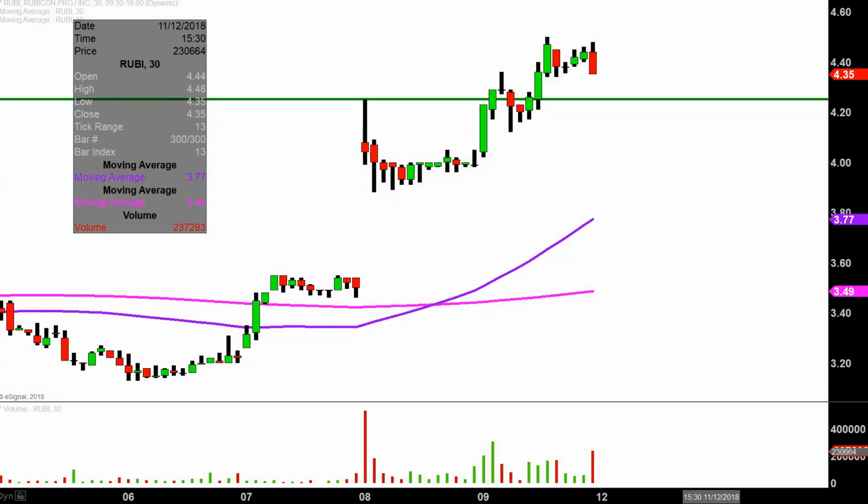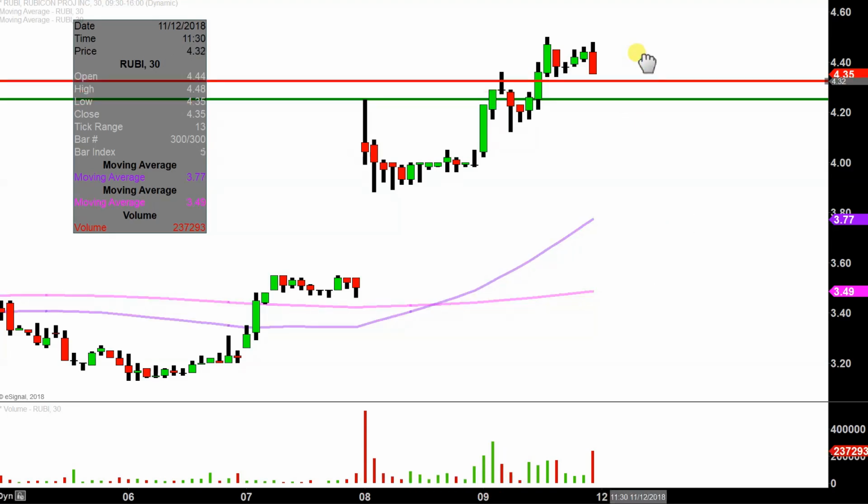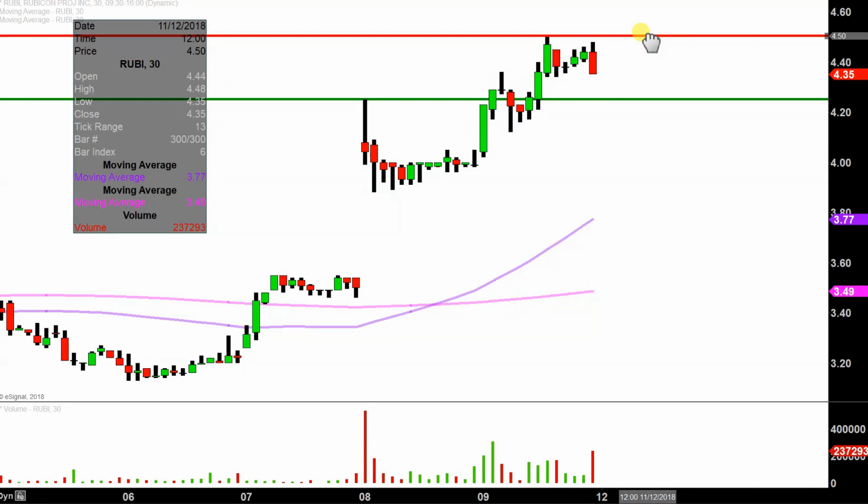What about areas of resistance? As far as levels of resistance and where the sellers are hanging out at, that's going to be right up there at 4.50. Nothing complicated about that other than the fact that that is just where the party stopped today. So public enemy number one up there at $4.50.